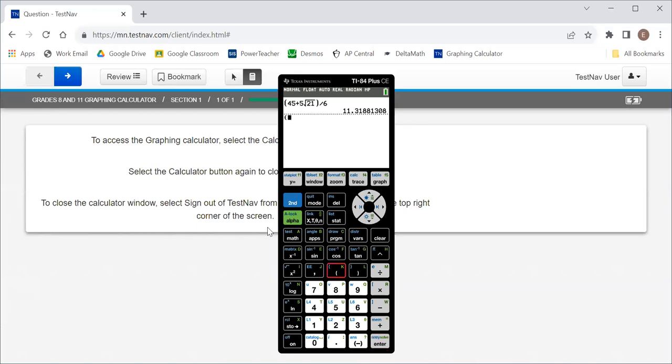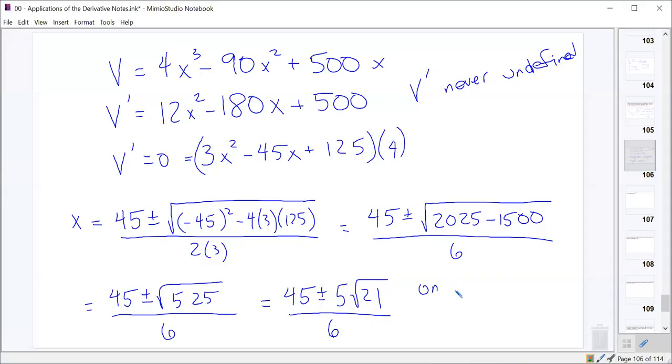And if we do, remembering my parentheses this time, 45 minus 5 root 21, all divided by 6, that's about 3.6811 and so on, which does seem to be in our domain. So we'll go back here and say that only the minus is in our domain, only the minus is on 0 to 10. So that's our only critical value.